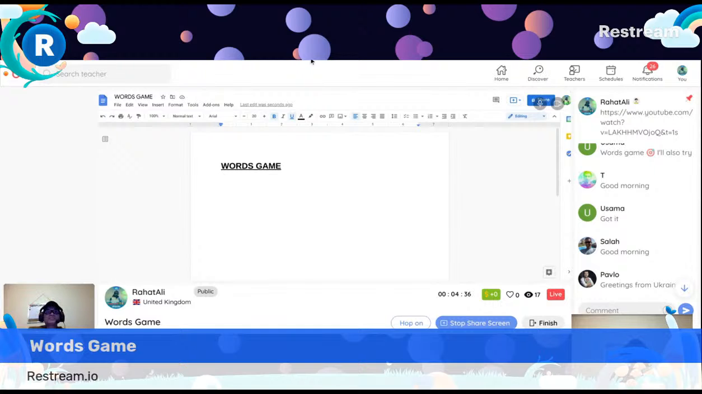So for the words game, the rule is you need to make sentences. For example, tiger, zoo.